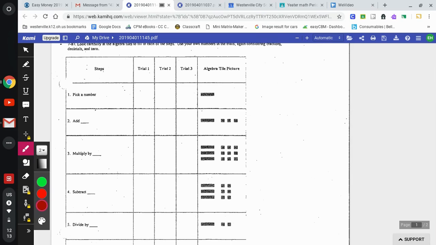Again, we're going to have to write what they do in the steps, so we'll start with that. Pick a number will always be an X tile, so that's what they show right here. Since you see 3 1s here, it means you added 3 so far. Then we had 1 originally, so that means you multiplied by 3.